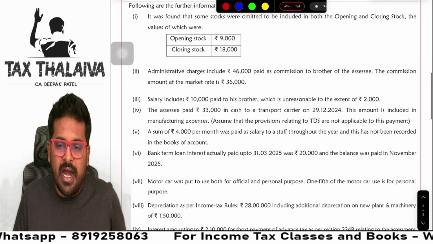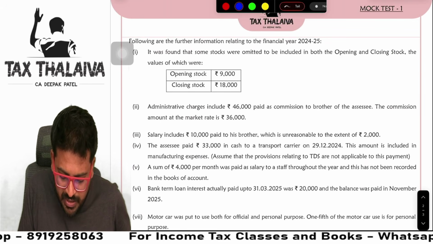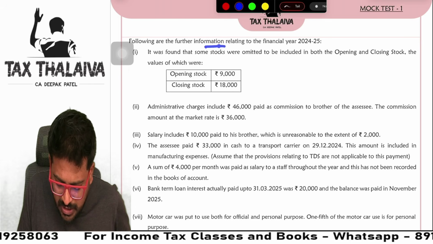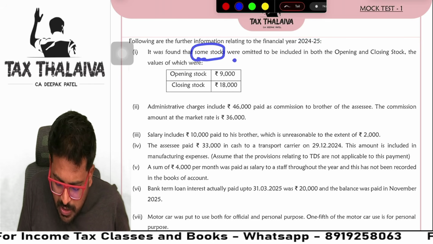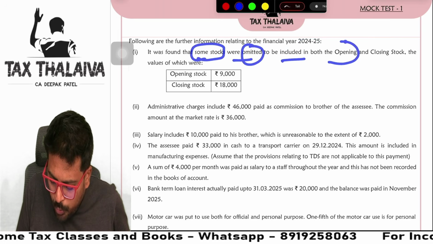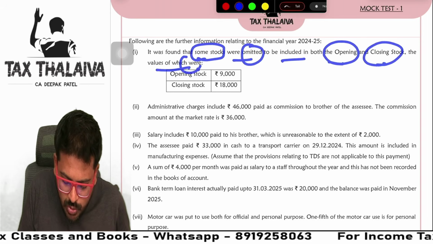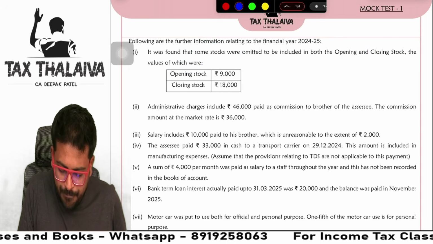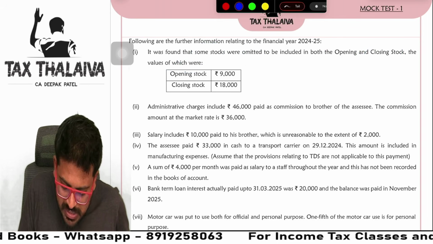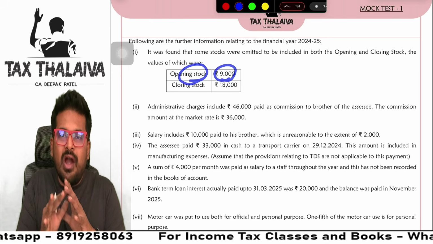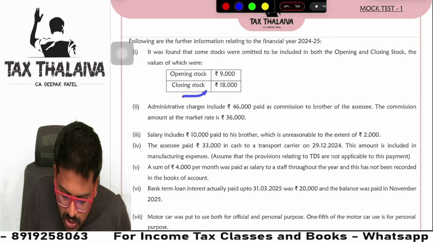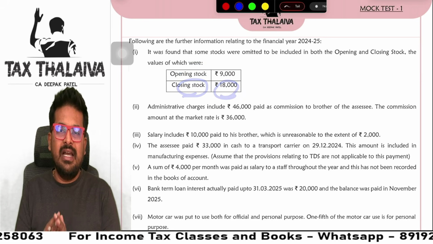Now we will look into the additional information. Further are the following information relating to the financial year. It was found that some stocks were omitted to be included in both opening and closing stock, values of which are like this. Guys, what it is trying to say is some stock was omitted, means in opening stock you have not considered 9,000, in closing stock you have not considered 18,000.